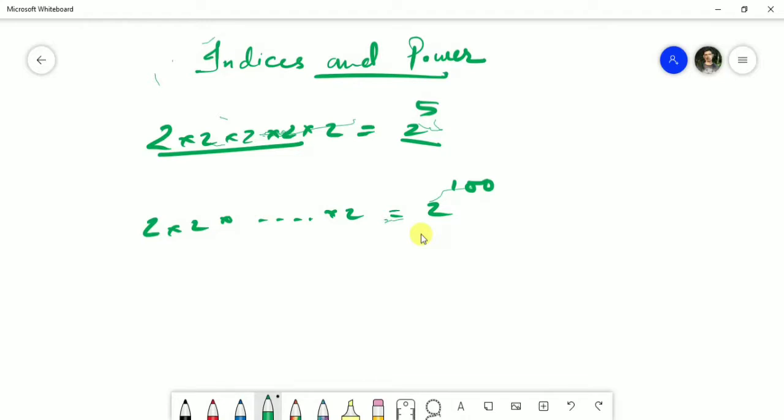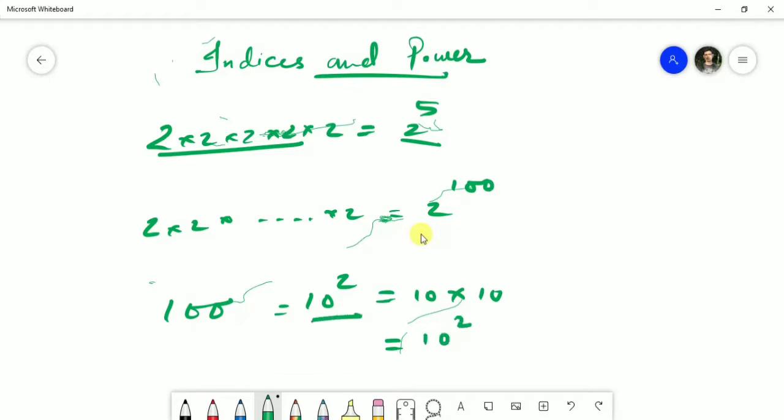Now, if a number is in simplest form, it becomes too easy to read, of course. For example, if I say 100, I can write it as 10 square. You see, 10 square means nothing, it's 10 into 10 only. It's not different, this is the same. So we can write it as 10 square.